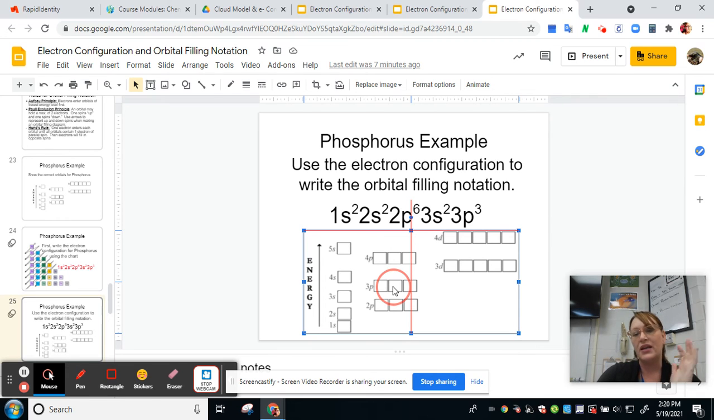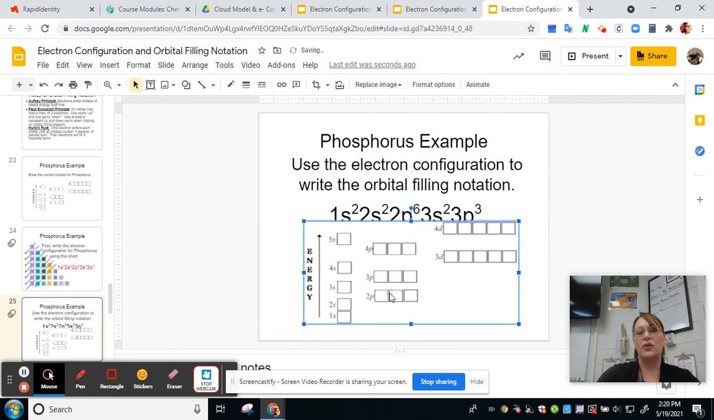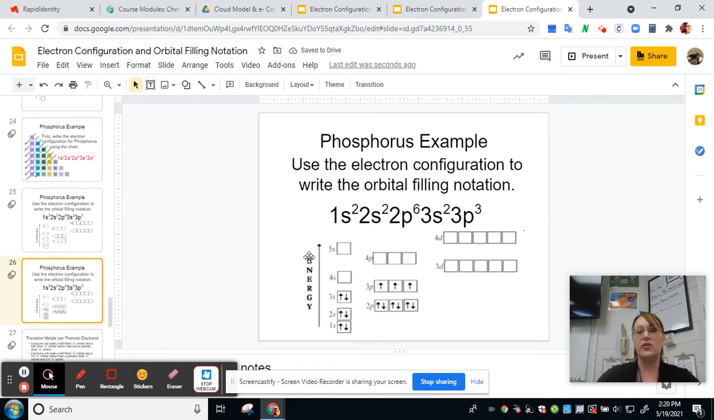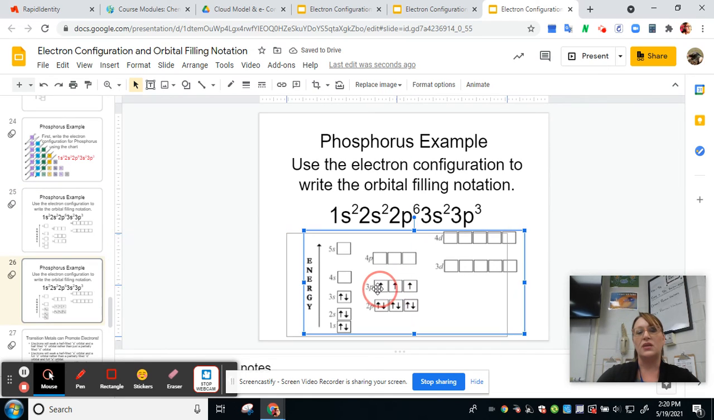So same thing with these p's and d's and f's sublevels. Separate out the electrons as much as you can. Do all the ups first before you match them with downs. So we only need 3 electrons, so we're going to do up, up, and up. All right. So here's how it's going to look when it's all filled in. And notice this p sublevel here has up, up, up. That's your 3p3 sublevel.